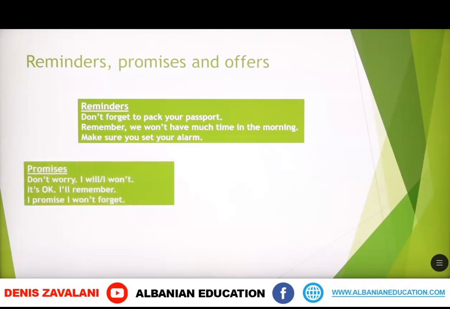Let's continue with promises. How do you promise to people? There are some examples here that we have shown to you. Don't worry, I will or I won't do that. It's okay, I'll remember. Whenever you say I will remember, it's a type of promise that you make. I promise I won't forget. So as you have seen, will is also used sometimes to make a promise.